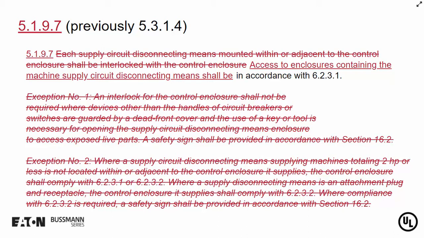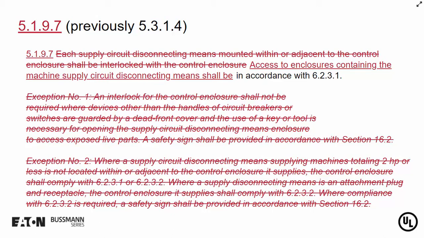6.2.3.1. Now, what we did here, to show you all the strike-throughs and what actually happened: in the first draft stage, the text of the opening sentence was revised to reflect the changes made to the enclosure access requirements of Chapter 6. The exceptions were deleted as the concepts they contained were addressed by the committee's actions in the Chapter 6 revisions. The section references 6.2.3.1, which identifies the different options for enclosure access for the enclosure containing the machine supply circuit disconnect.